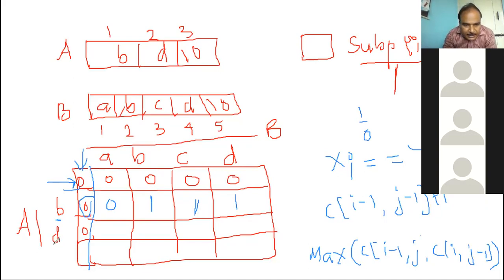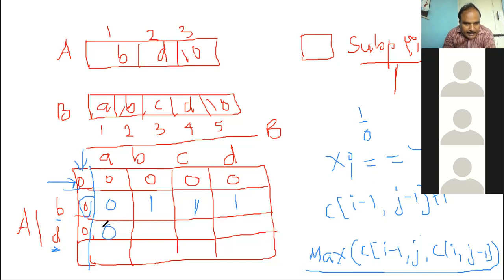So now let's go to the next one, the D. D is compared with A. Is it a match? No, sir. If it's not a match, use this formula: the maximum among C of i minus 1, comma, j, and C of i, comma, j minus 1. Which is the maximum? 0. Correct? Zero itself.